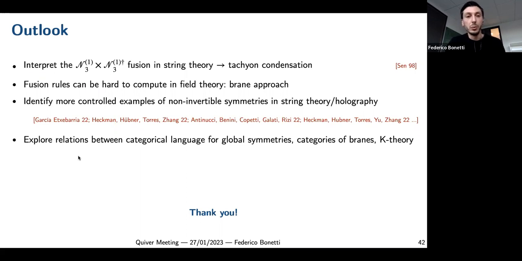Ideally, we would like to do both. I guess we would like to be able to think of them as defects or as operators, in that that's what we can do in the realm of invertible symmetry. But how that is actually done, I think it's fair to say it's still being worked out.